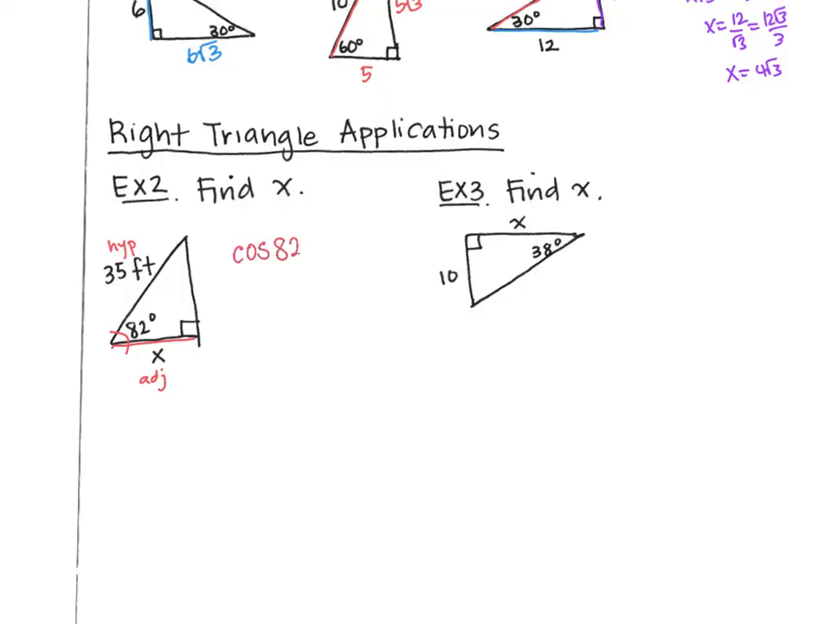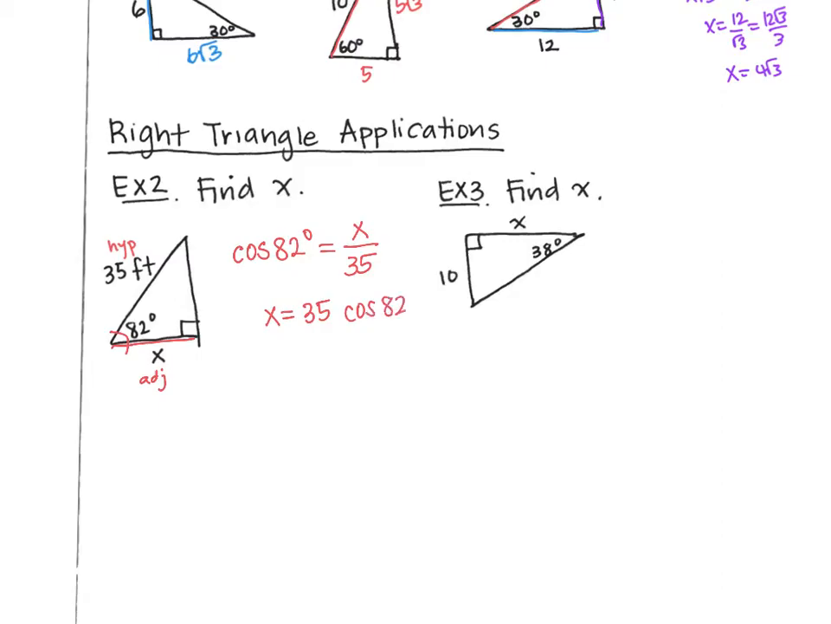The cosine of 82 degrees equals, and cosine is the adjacent over the hypotenuse. Okay, so that's it. This is the trig equation I'm going to start with. I want to see your trig equation. You could probably solve it in your head, but I need to see the trig equation. Now if I'm going to solve this, I'm going to multiply by 35 on both sides.